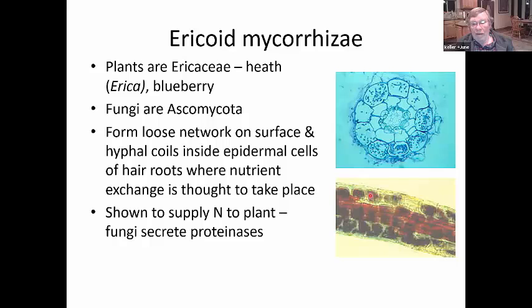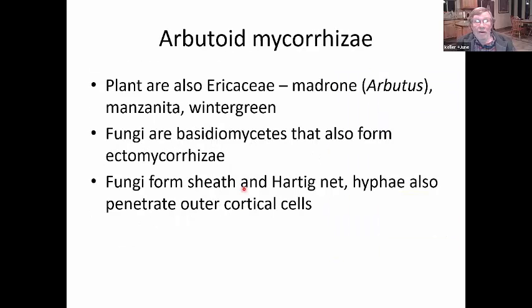There you can see hyphae coiled up inside the outer cells of the root. These have been shown to supply nitrogen to the plant. Fungi secrete proteinases, and there's not a whole lot known about these, and that's about all I've got to say about them. And there's also arbutoid mycorrhizae.